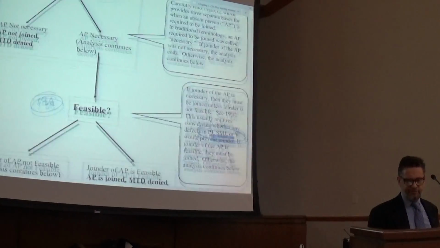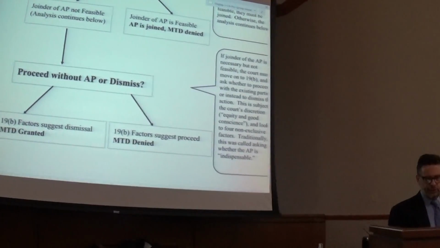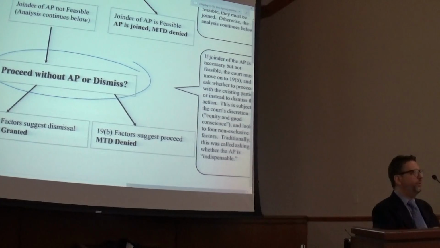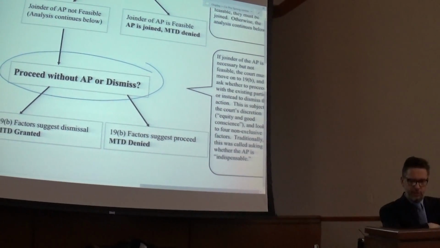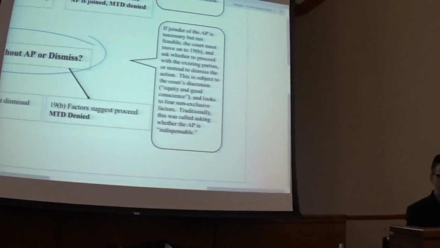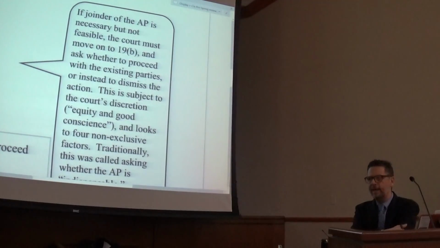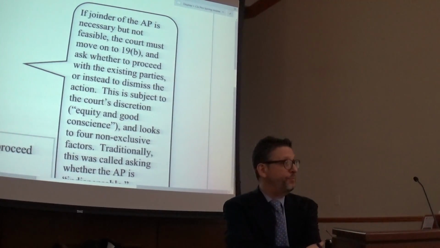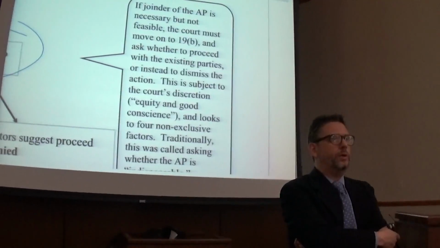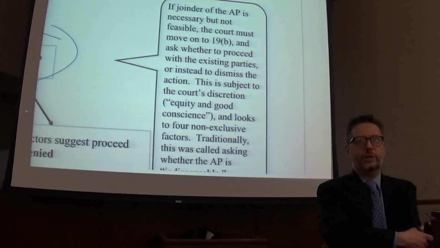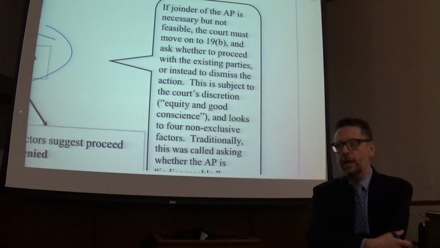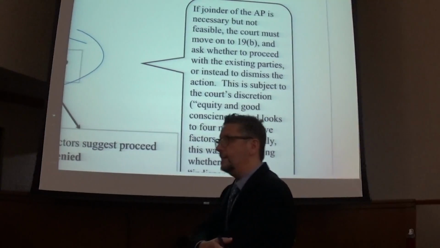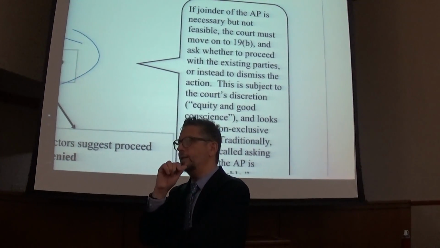we get to the final step, which is, do we cancel the party? Proceed without the absent person or dismiss. And here the court, or excuse me, not the court, Rule 19(b) gives us 4 non-exclusive factors to look at in determining whether or not to grant a motion under Rule 19. So the final thing I'm going to say about Rule 19 is, what do we mean by Rule 19 motion?